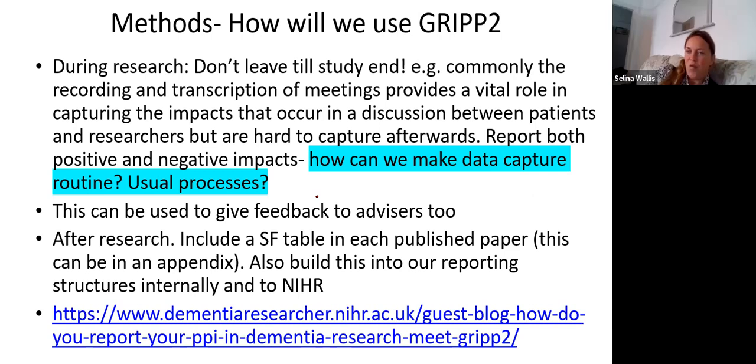Okay, so after you've done all this sort of data capture, you can then, at the end of your research, include one of these tables in your published paper, either in an appendix or in the paper itself. And we can then build this into our reporting structures in the ARC internally, but also to the NIHR.